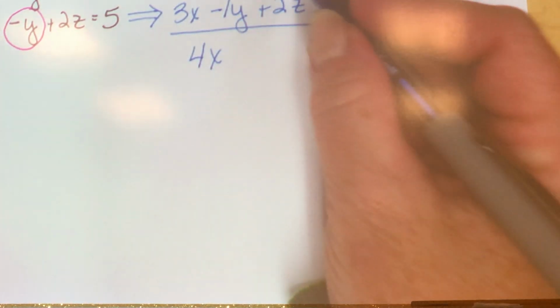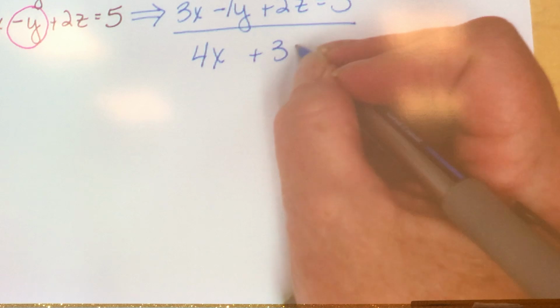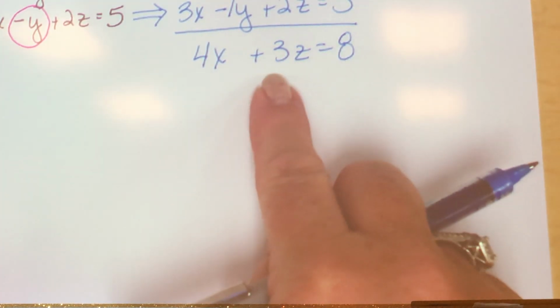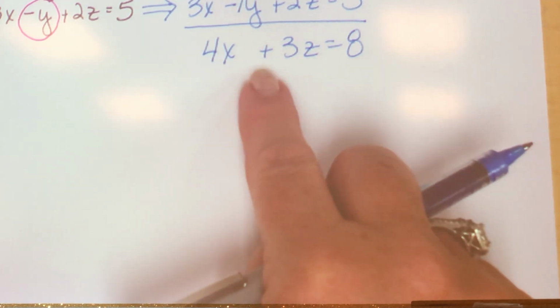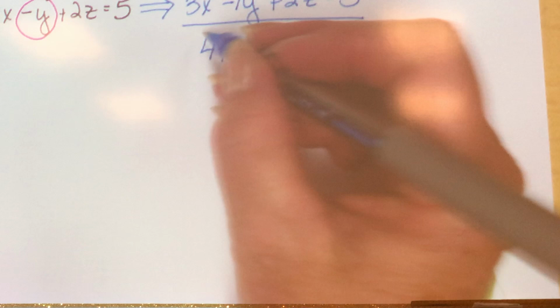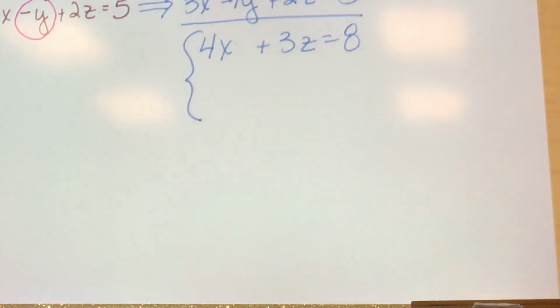What's x and 3x? 4x. What's z and 2z? 3z. Equals what's 3 and 5? What is this? Part of my new system. How do I mark it? With a little brace on the side. Okay?